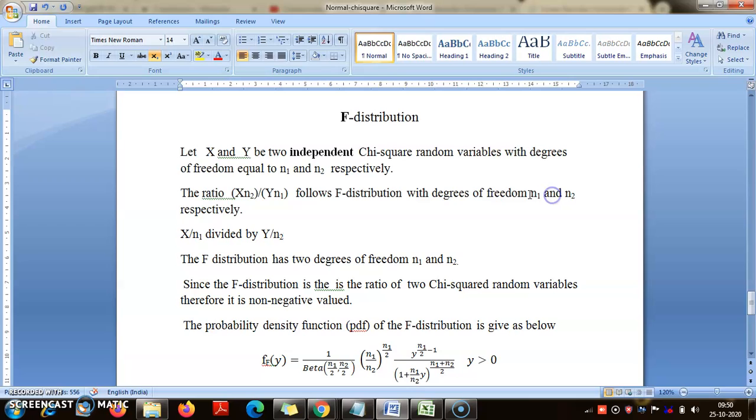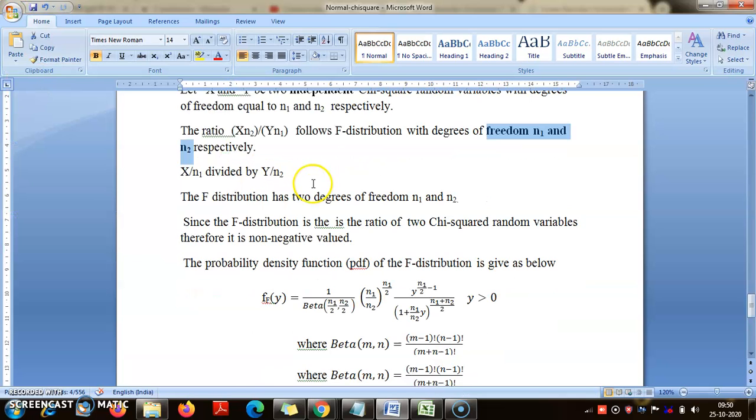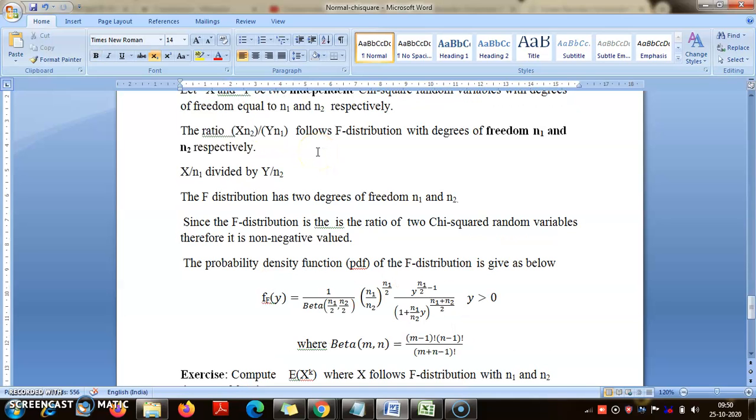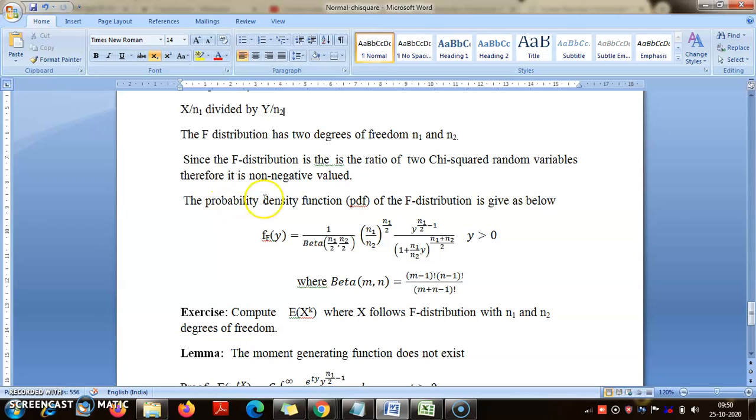Chi-square distribution has 1 degree of freedom, but since F distribution involves two chi-square random variables, it has 2 degrees of freedom. Now F is again a non-negative valued continuous random variable because it is the ratio of two non-negative valued continuous random variables, and it has a probability density. That probability density is given by this formula.